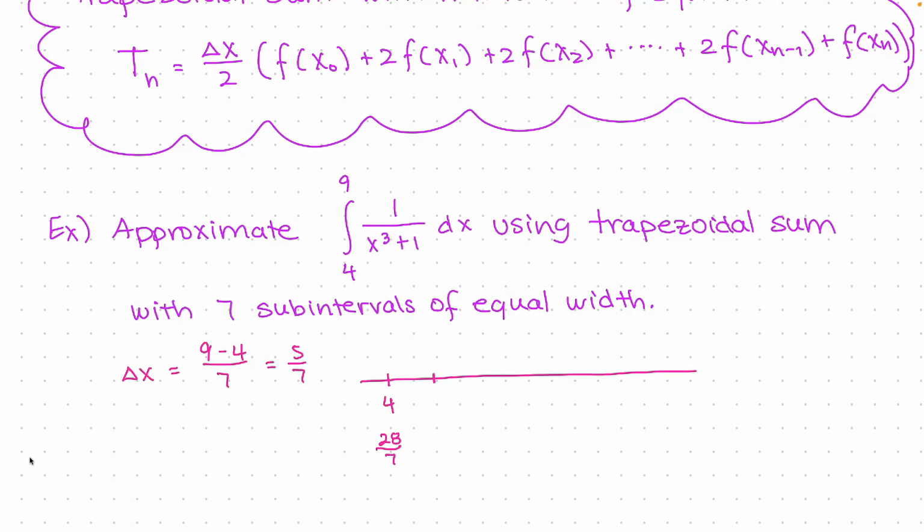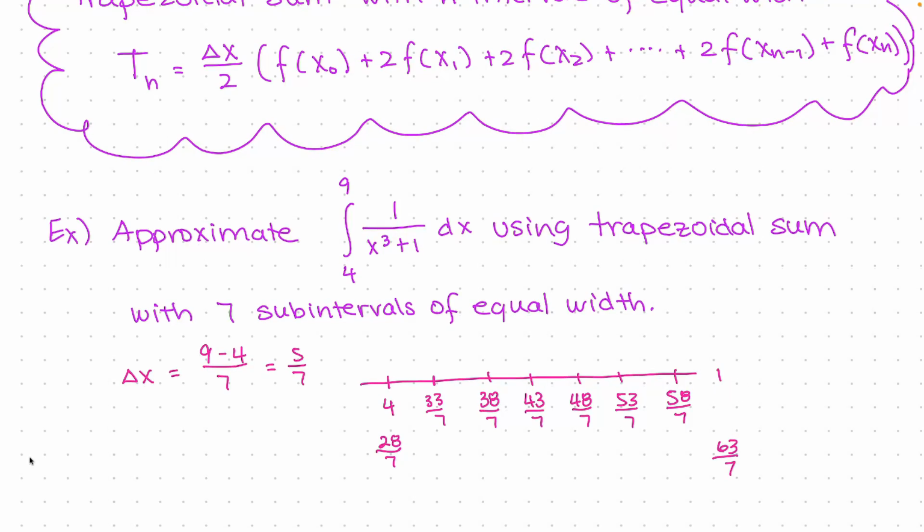I'm going to keep adding until I get to 9, which is the same thing as 63/7. So we get 33 sevenths, then we add, and we get 38 sevenths, 43 sevenths, 48 sevenths, 53 sevenths, 58 sevenths, and there's my 63 sevenths, which I'll actually put down here. That's the same thing as 9. And sure enough, if I count 1, 2, 3, 4, 5, 6, 7 subintervals, it worked! So that's how I'm cutting up my interval from 4 to 9.